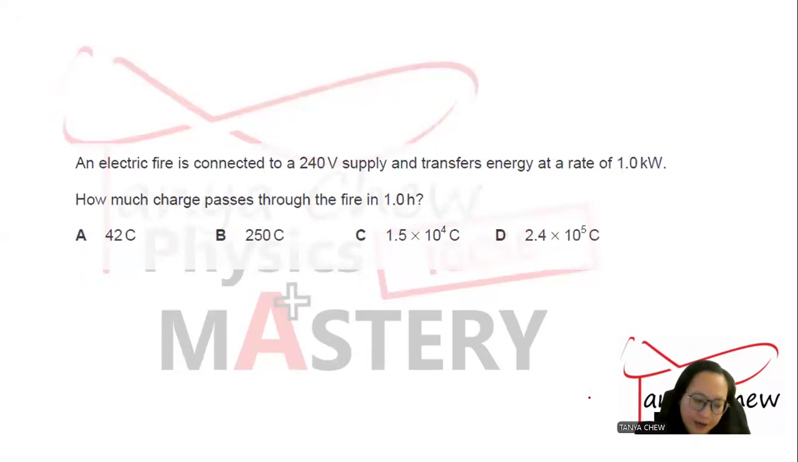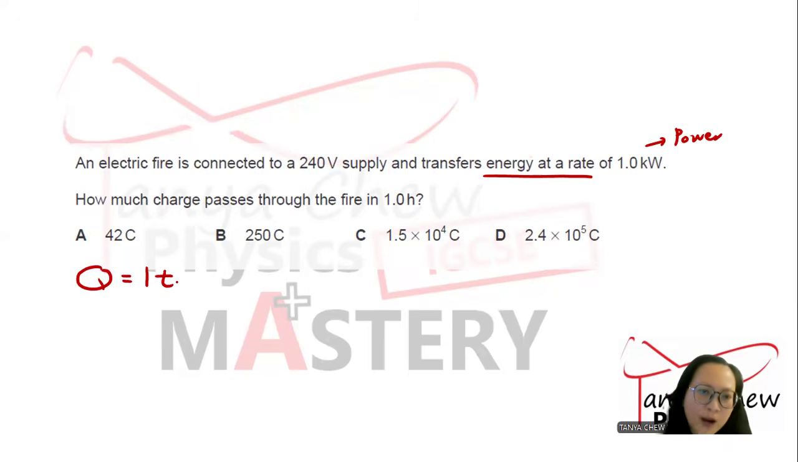Now, let us look at this question. An electric fire is connected to 240 volt supply and transfers energy at a rate of 1 kilowatt. Energy at a rate. This is actually power. How much charge passes through the fire in 1 hour? Right, I need the charge. Power, how do I relate to charge? Okay, charge I can relate to current. Q equal to IT.